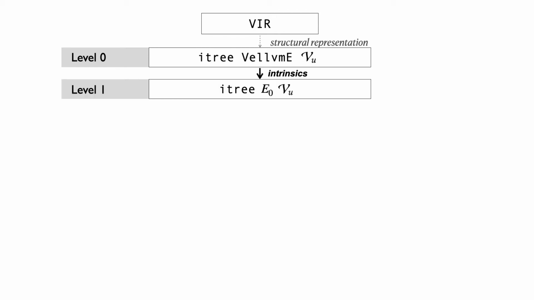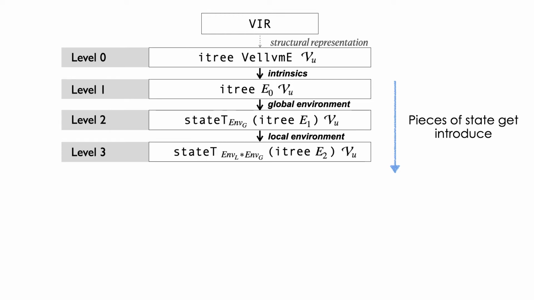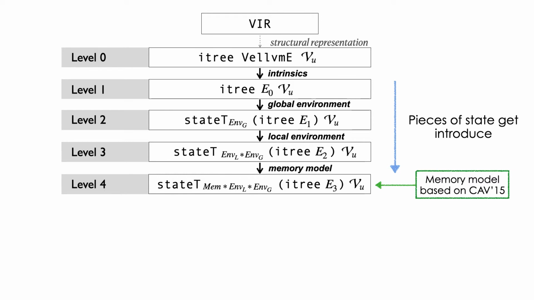First, you implement what is called intrinsics, a peculiarity of the language, and then you start introducing the pieces of state that you will manipulate. The global environment first, then the local environments, finally the memory model, and here you have a handler that is isolated that implements the whole memory model with respect to which we reason.